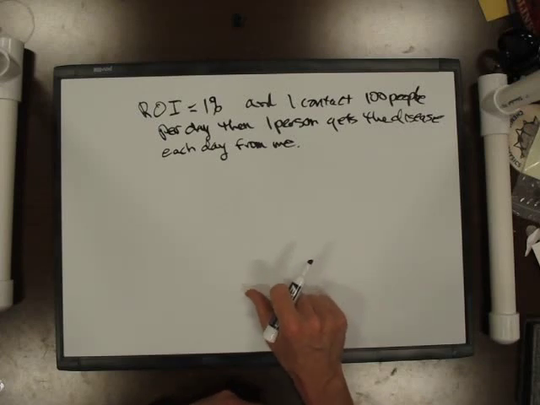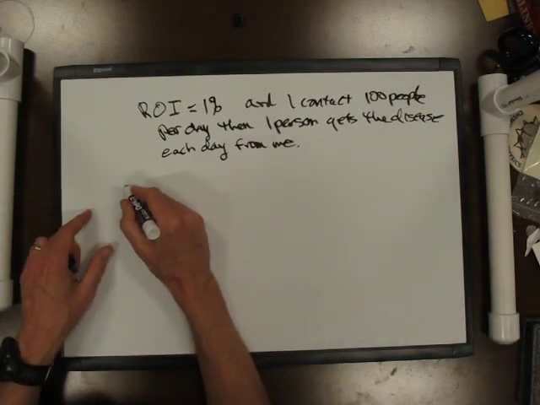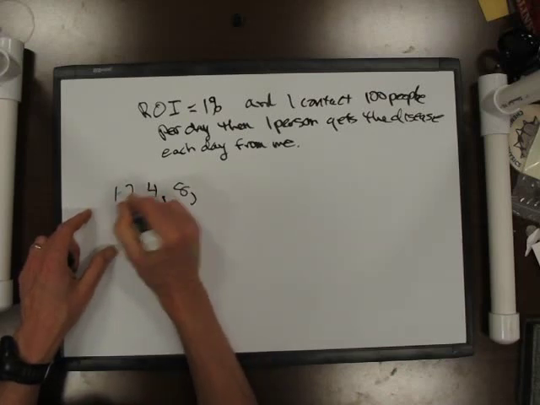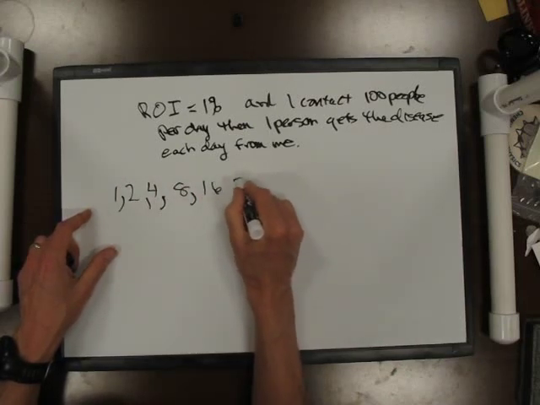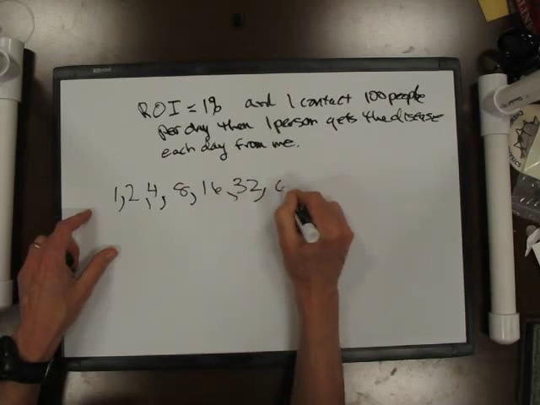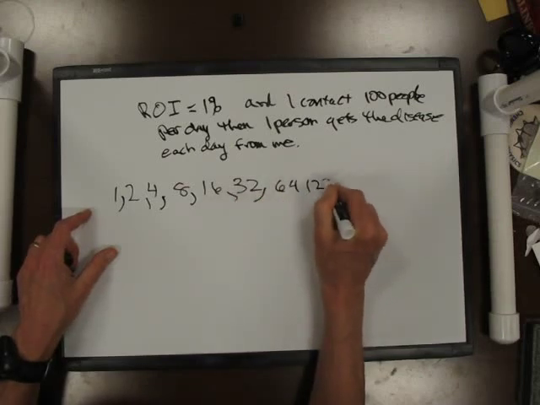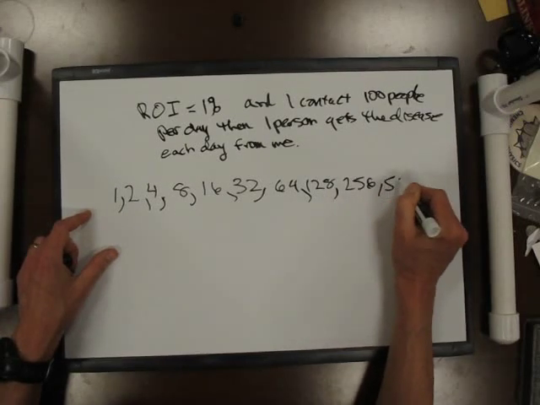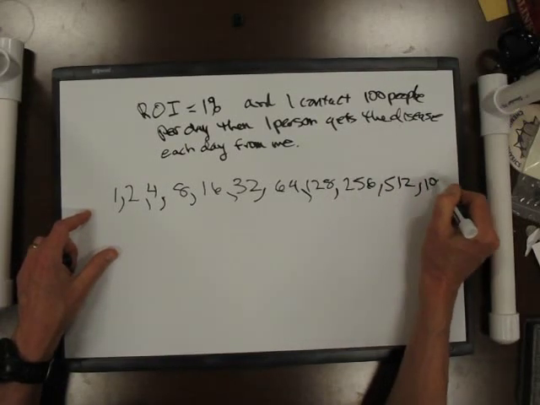after the first day, it's just me and the person I contacted. After the second day, we've each contacted another person, and so it's 4. And then after the third day, it's 8, and after the fourth day, it's 16, and so it goes 2, 4, 8, if you want to put 1 first, 16, 32, 64, 128, 256, 512, and 1,024.